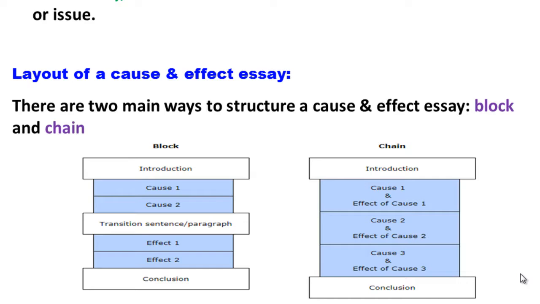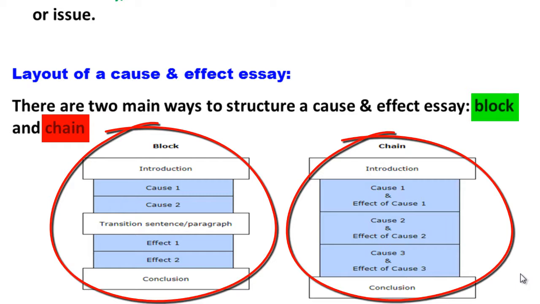There are two main ways to structure or organize a cause and effect essay. We can either use the block format or the chain format as explained or shown in the diagram.